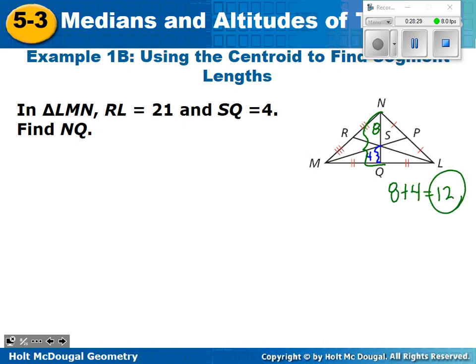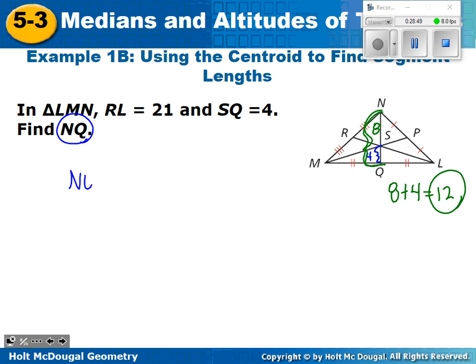Okay, I'm going to say that again. If one of the thirds is 4, what's 2 of the thirds? 2 times 4 is 8. So we know that the other piece must be 8, which means the whole thing would be 8 plus 4, which is 12. Again, if you need an equation, here's what you could write down.